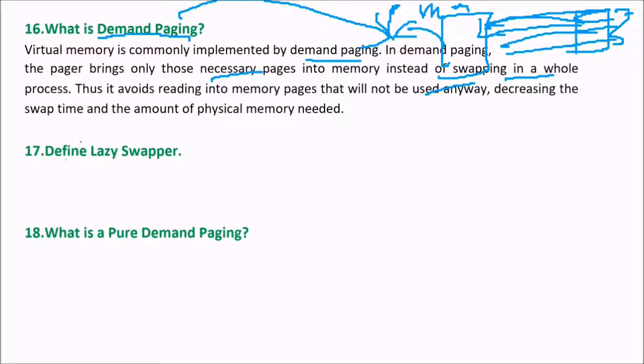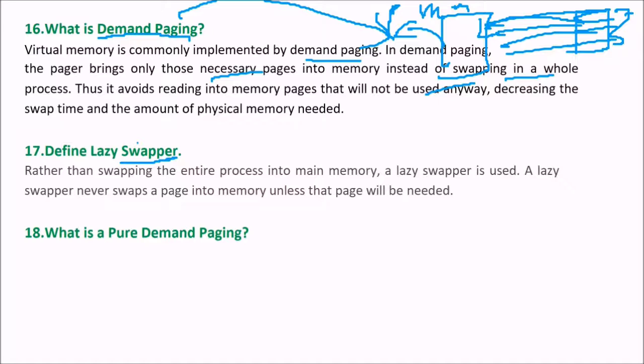This is demand paging. What is a lazy swapper? Rather than swapping the entire process into main memory, the lazy swapper is used. A lazy swapper never swaps a page into memory unless that page is required or asked for.